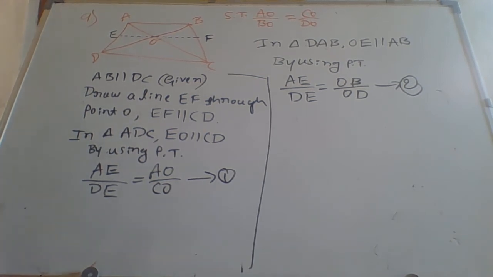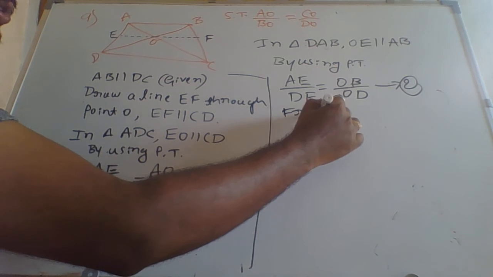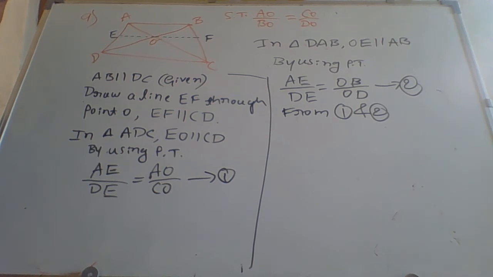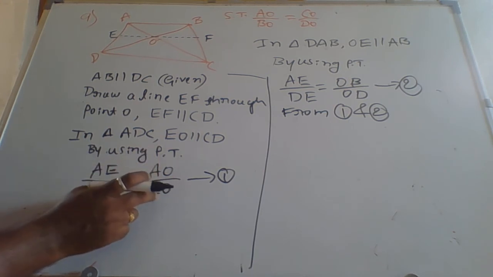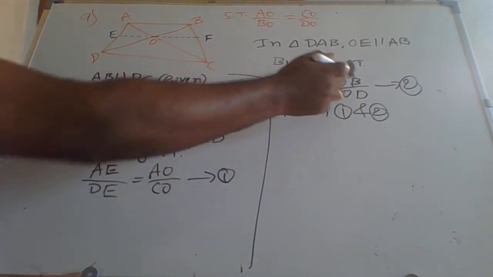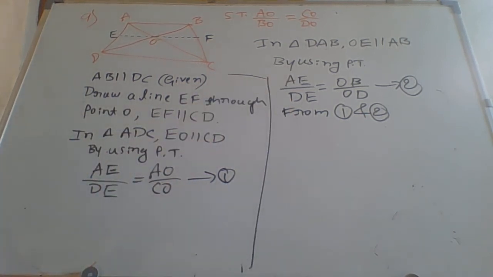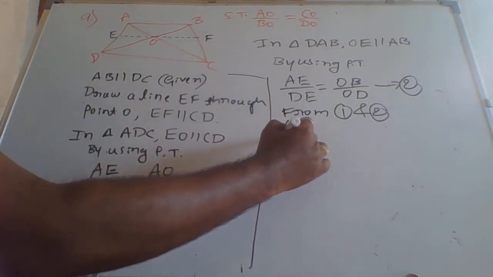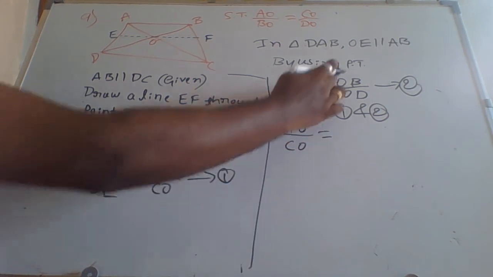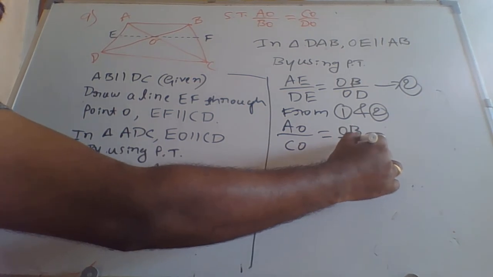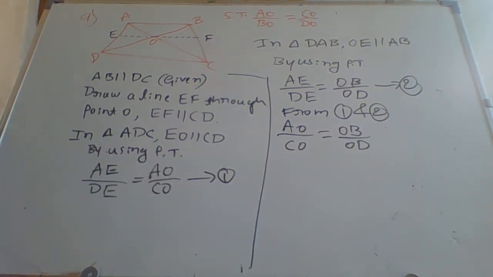So now from 1 and 2, what can we write? Here this is also AE by DE is equal to AO by CO. Here also AE by DE is equal to OB by OD. So from 1 and 2 we can write AO by CO is equal to OB by OD.